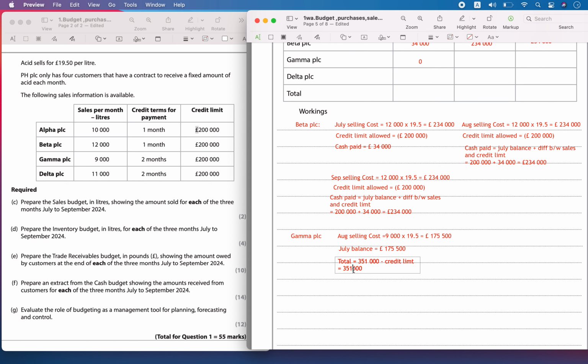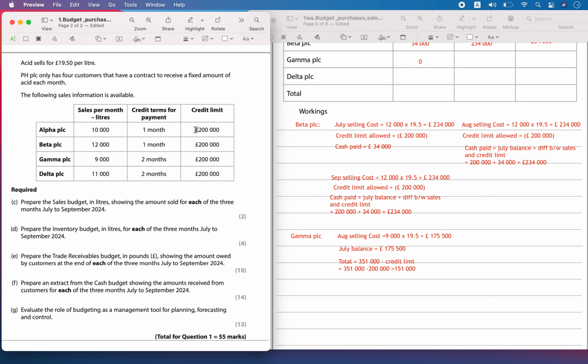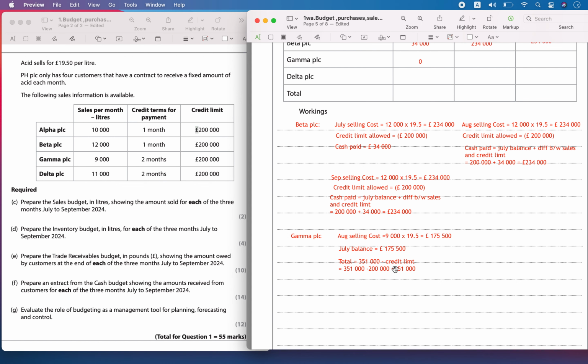So out of that 351,000, minus the 200,000 credit limit allowed, is equal to 151,000. So this much cash at least they should be paying in the month of August.